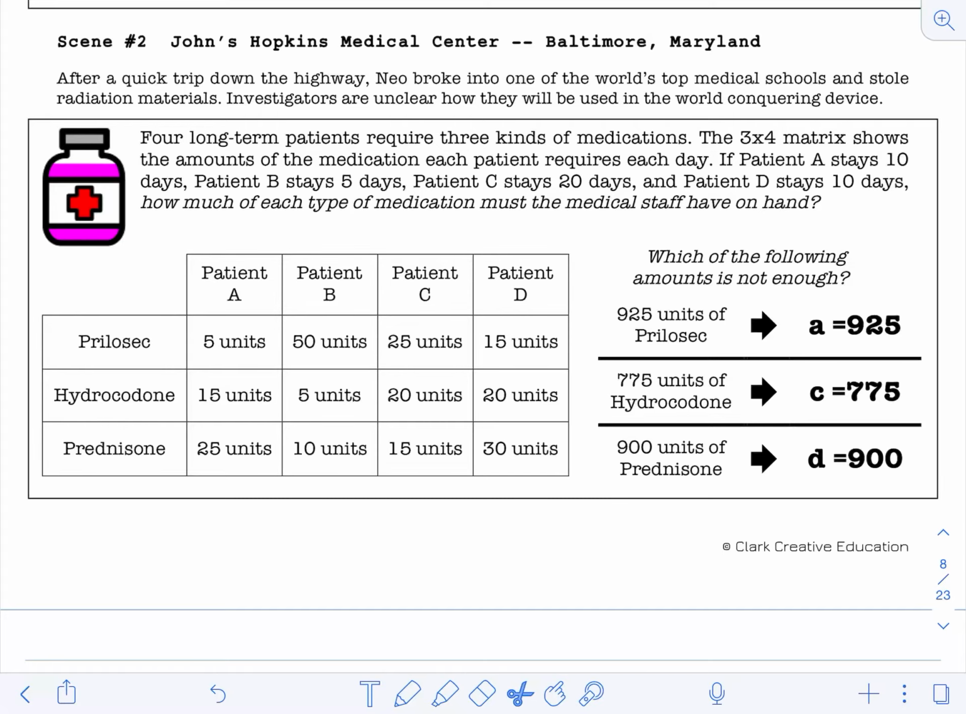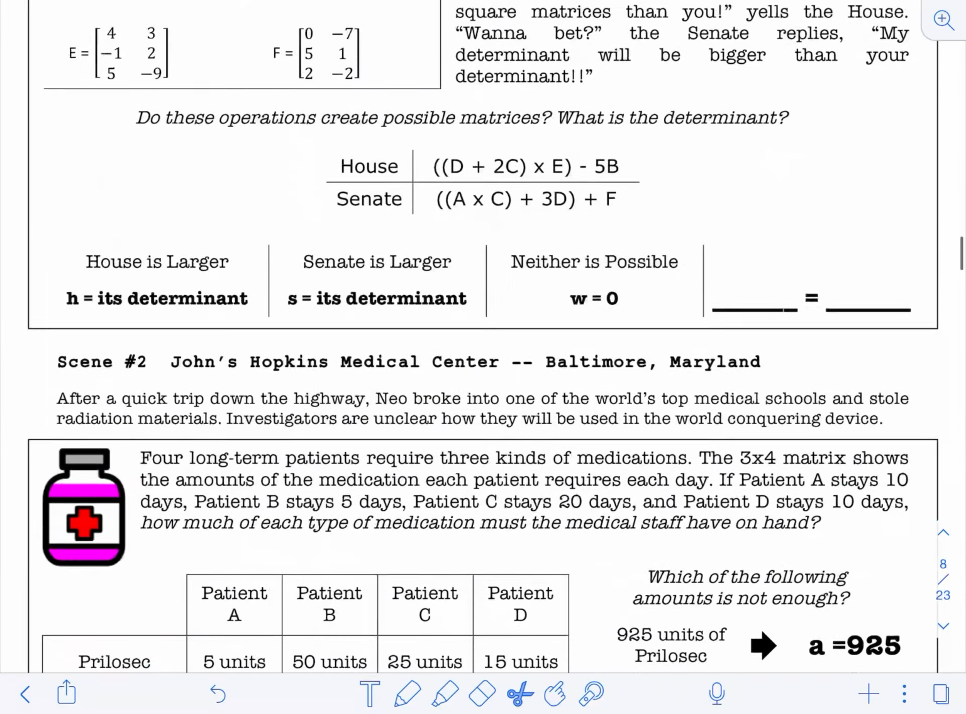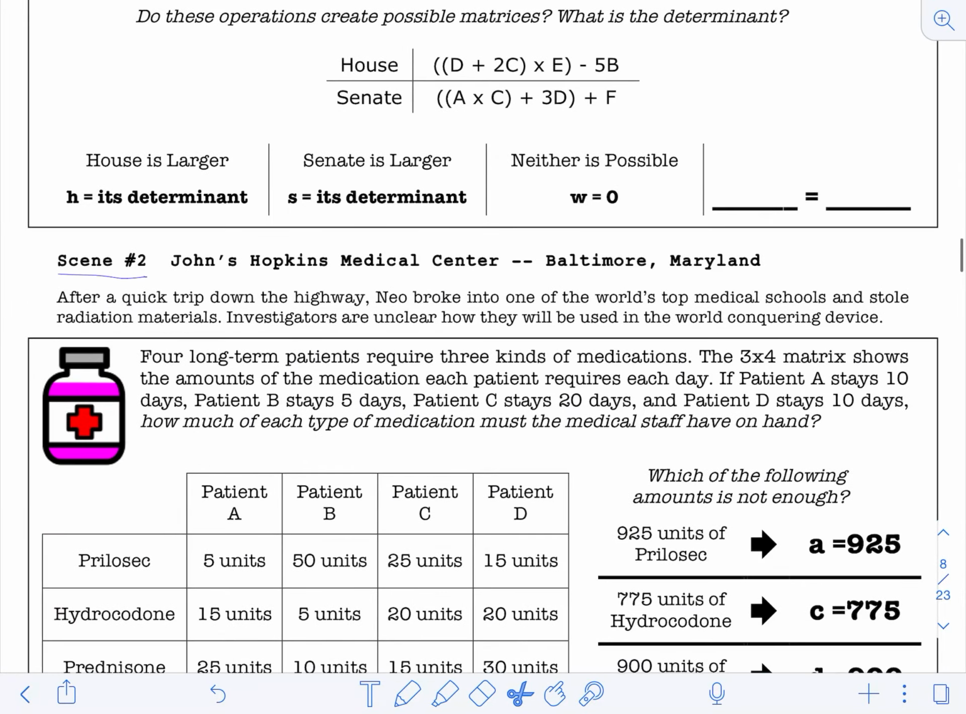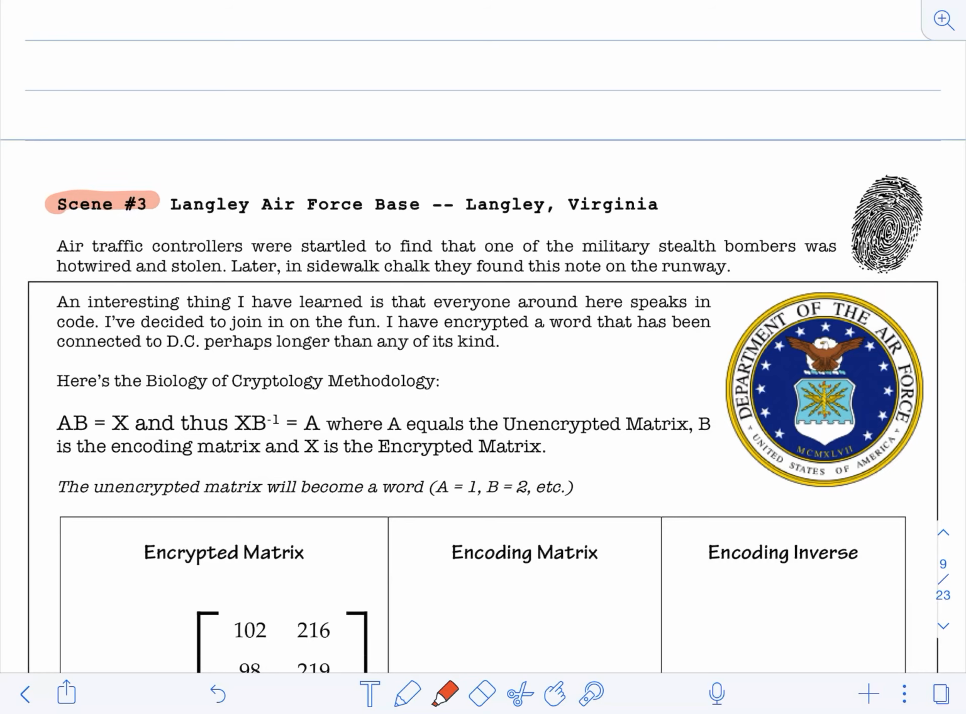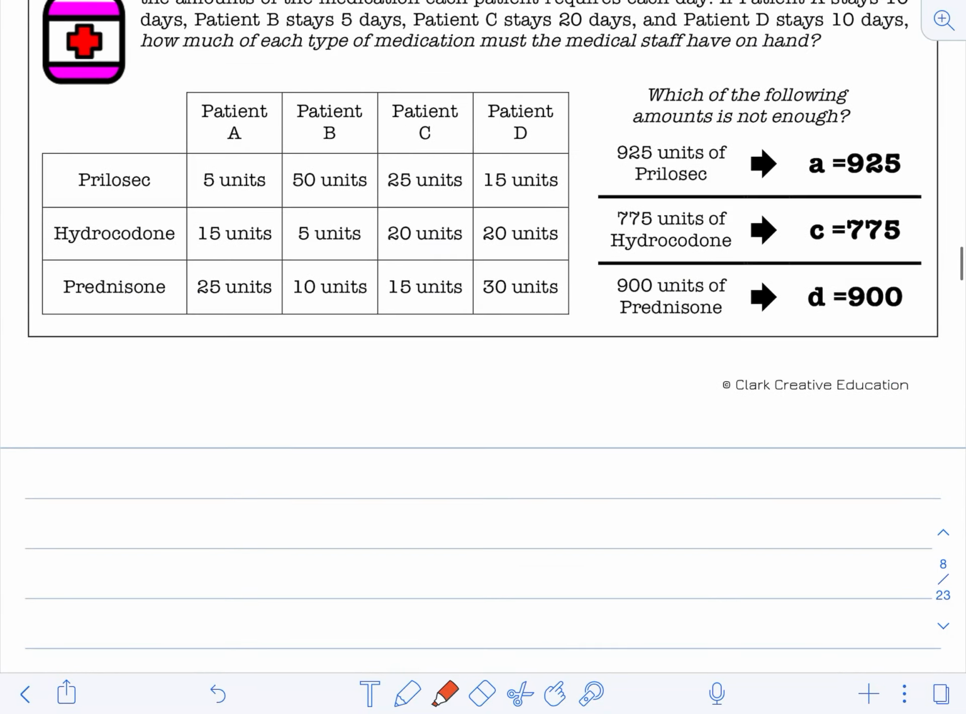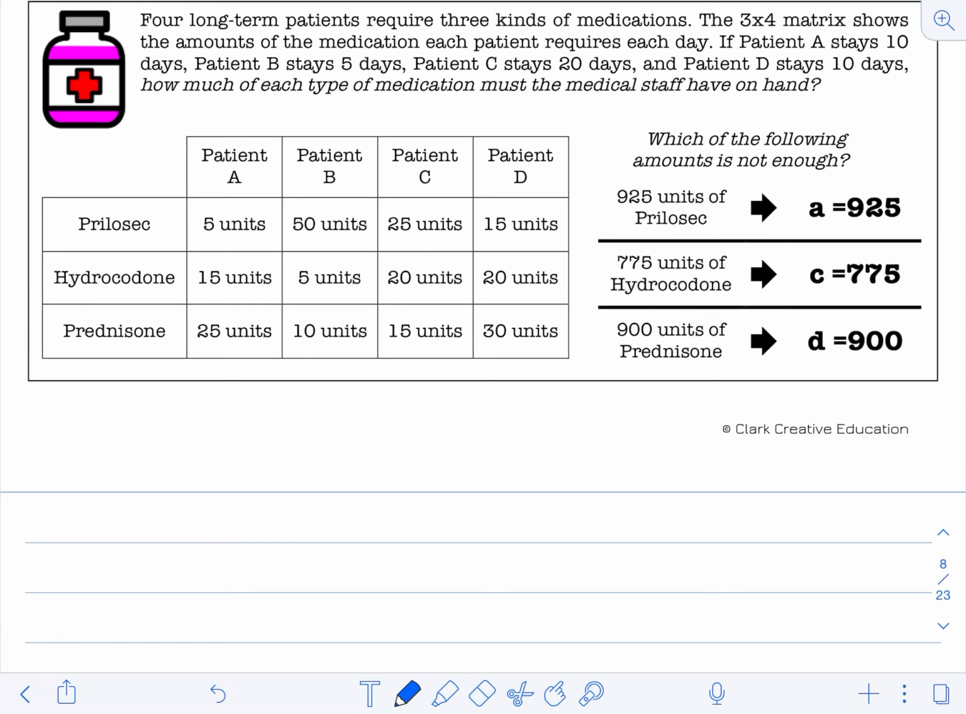For help on our matrix problem, specifically in scene 2 and scene 3, I'm going to take a little time and go through a bit of each of those. I'm not going to give you the answers or anything, but I'm going to remind you how you can work together or work with it in order to solve it.